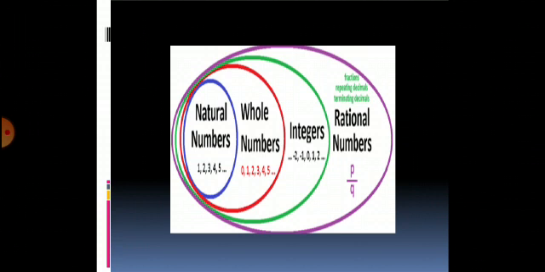Then we had also observed that the set of natural numbers is there in the set of whole numbers. The set of whole numbers are there in the set of integers, and all integers are rational numbers. That is, all integers can be written in the form of p by q.